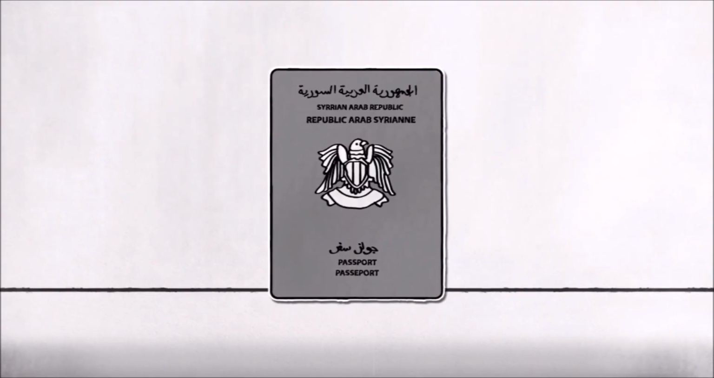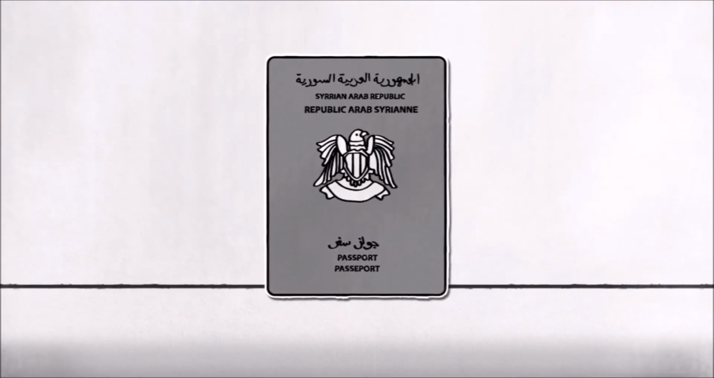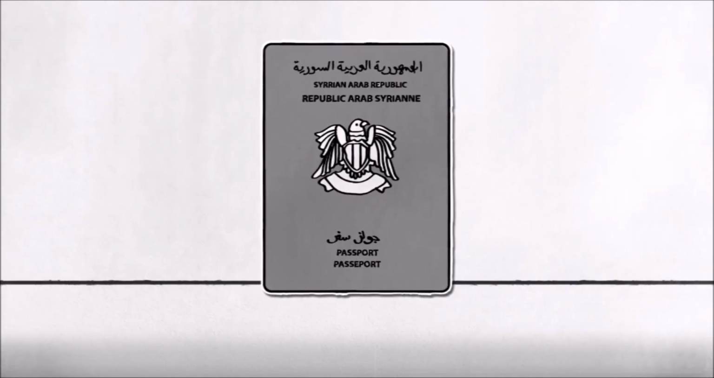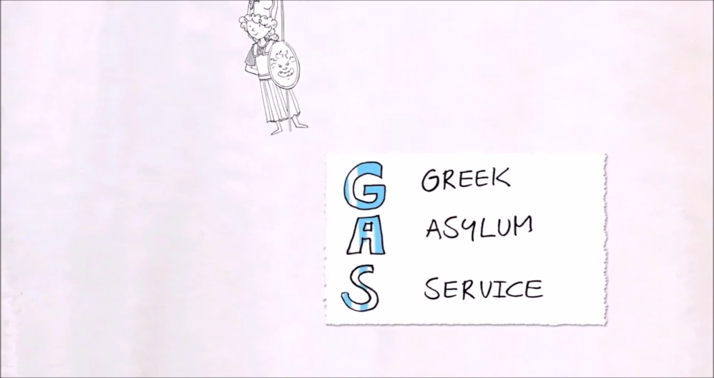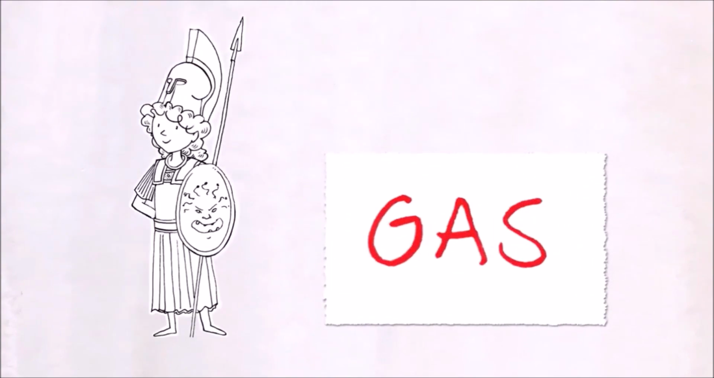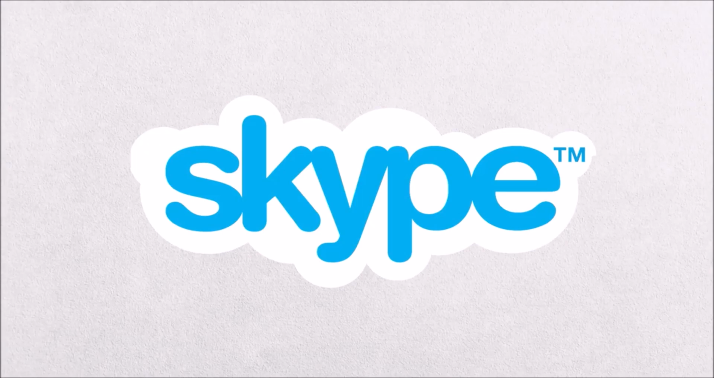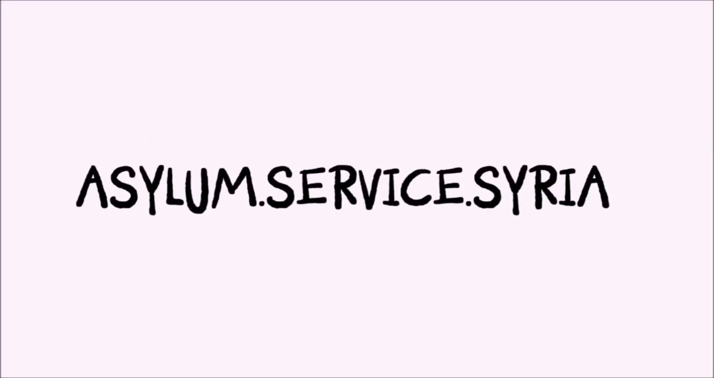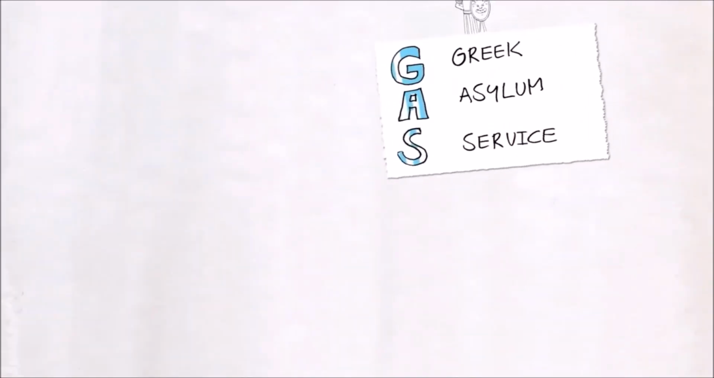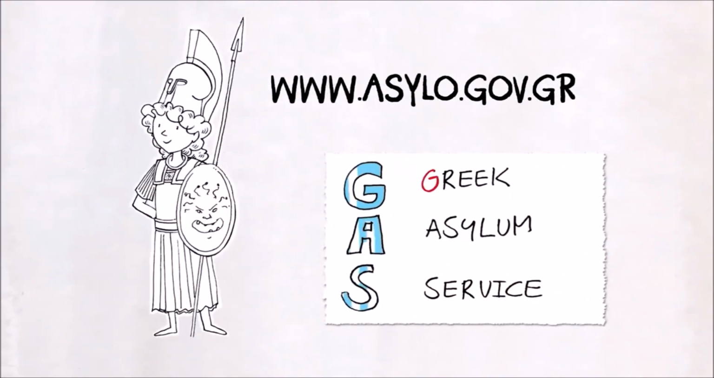people with a Syrian passport, even if it is expired, or Palestinians with travel documents issued in Syria may also be prioritised by the Greek Asylum Service under the fast-track process. To register, use the Skype option asylum.service.syria. You can also watch the film Fast Track on the Greek Asylum Service website for more information.